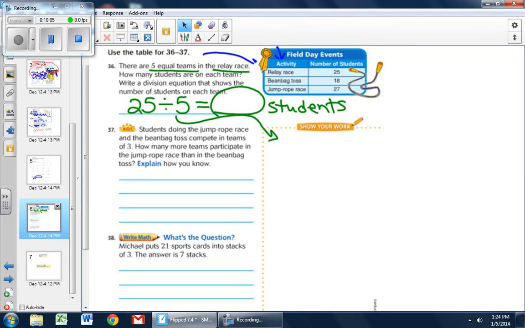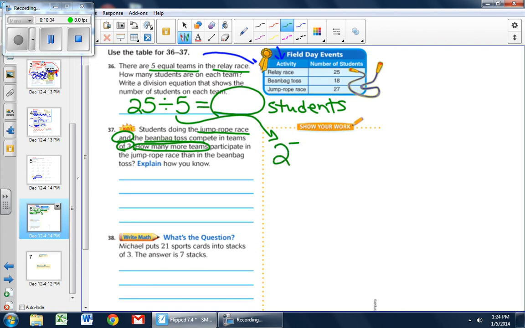Number 37. Students doing the jump rope race and the beanbag toss competed in teams of 3. How many more teams participated in the jump rope race than the beanbag toss? So it wants to know how many more teams. That tells us we're going to have to compare something. Let's look at our jump rope race. Your jump rope race had 27 students participate. They were in teams of 3.